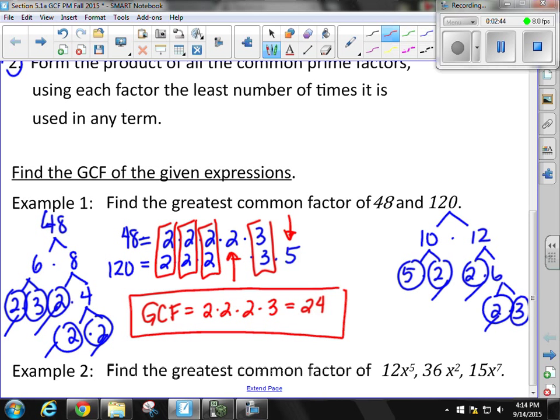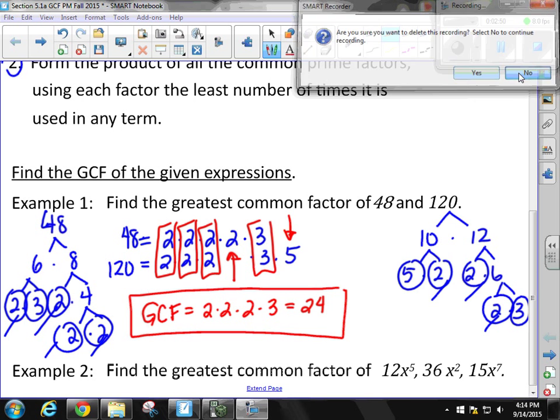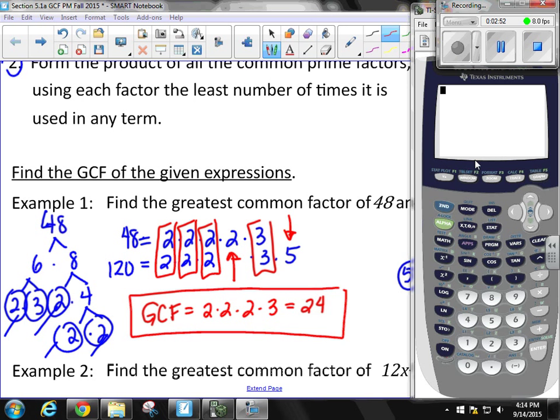If you use your calculators, you do have a greatest common factor program. On the calculator, if you hit the program key, kind of in the middle of the black keys here, program number 3 is greatest common factor. Hit enter. We're going to type in our two numbers, 48, enter, 120, enter. And it tells me 24 is the greatest common factor.